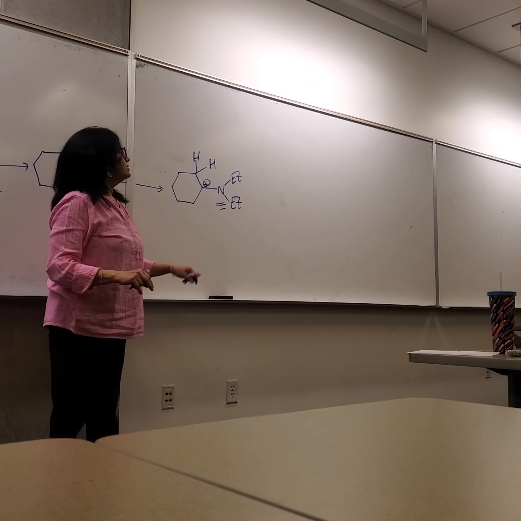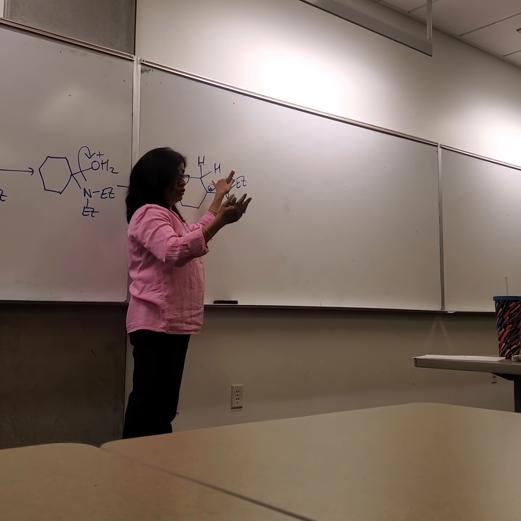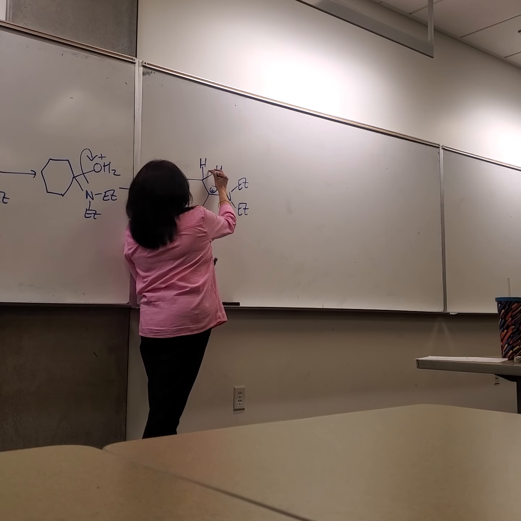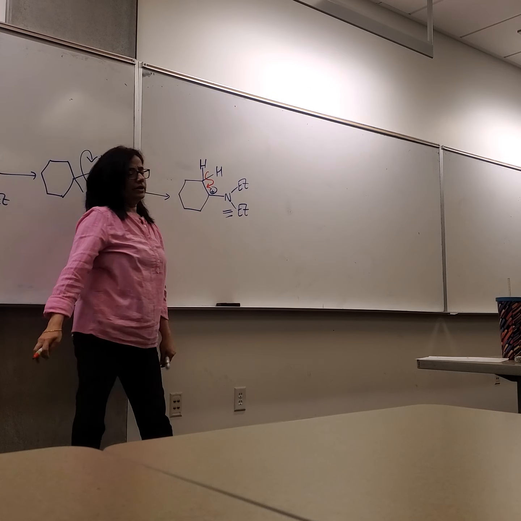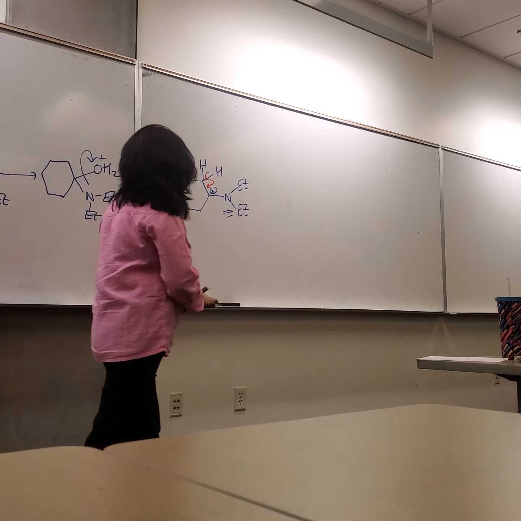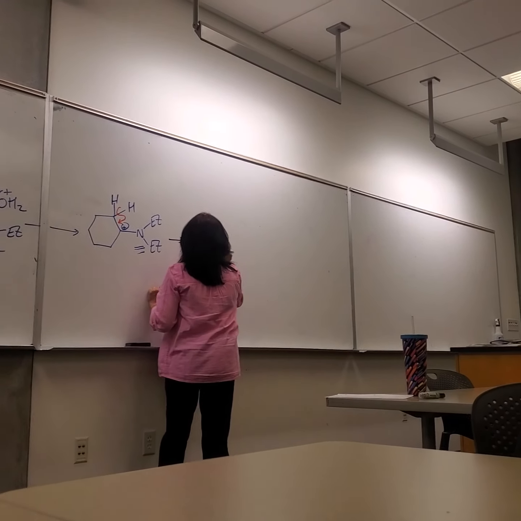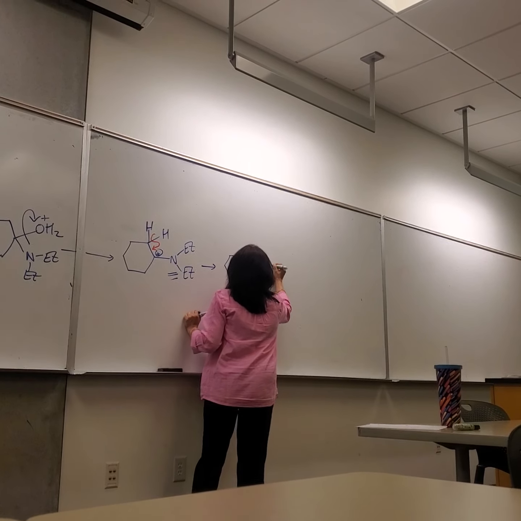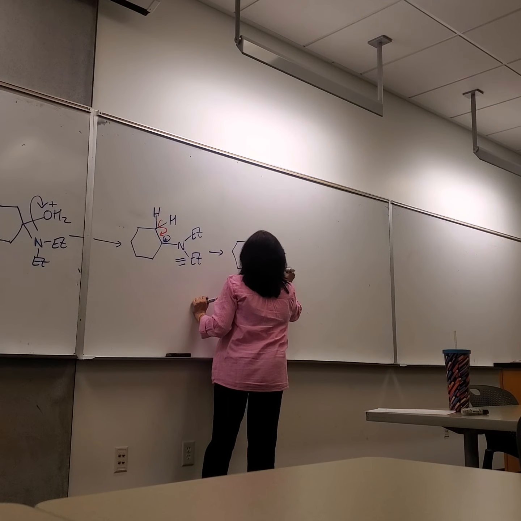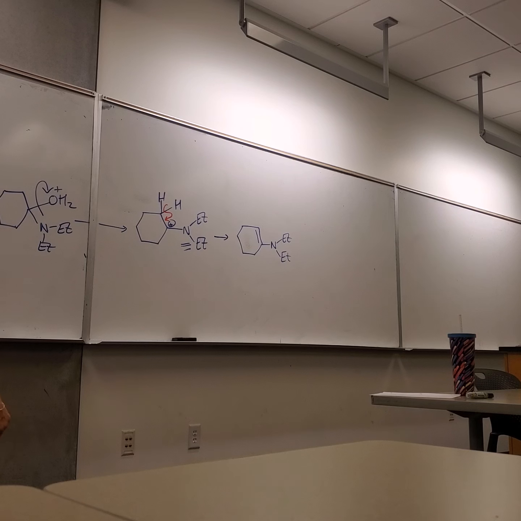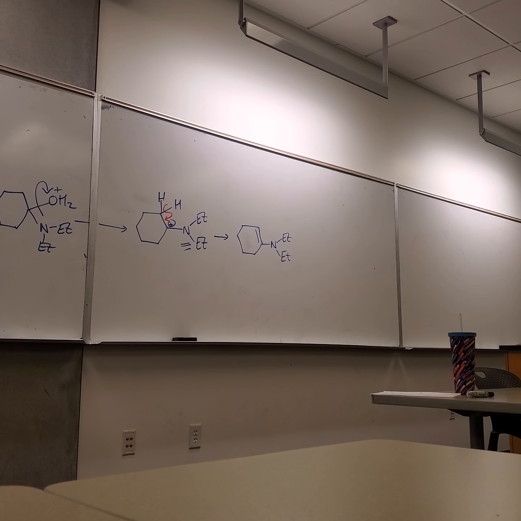Remove the alpha position proton, which creates a double bond, giving us an enamine instead of an imine. Everything else is exactly the same. Same steps. Do you all see that? Everybody okay? Make sense? Okay.